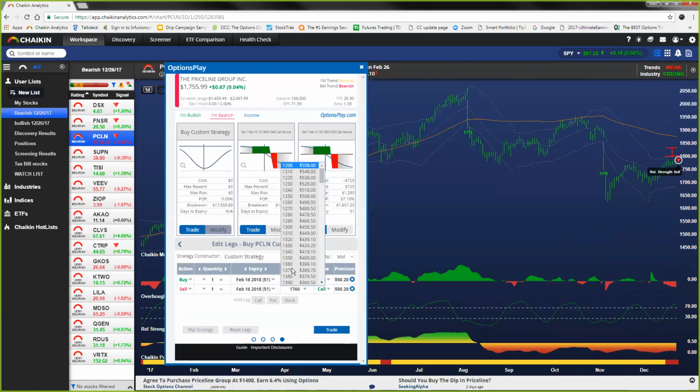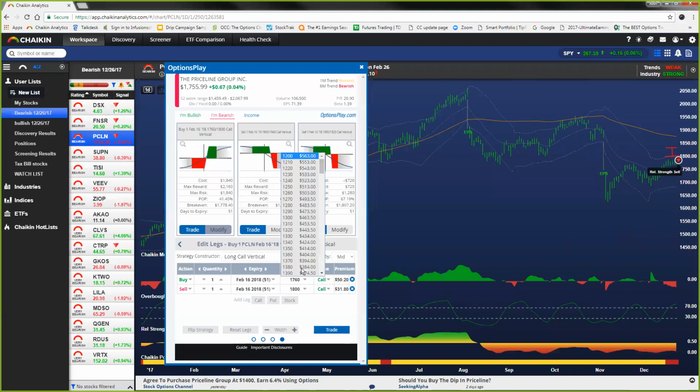So again, we're selling the 1800, and we're going to go all the way to the 1900 for this one. There you go. And then you can see the difference. The odds of success for these two are pretty close. As you widen it, your probability of profit goes up slightly, but the amount that you risk increases, right?